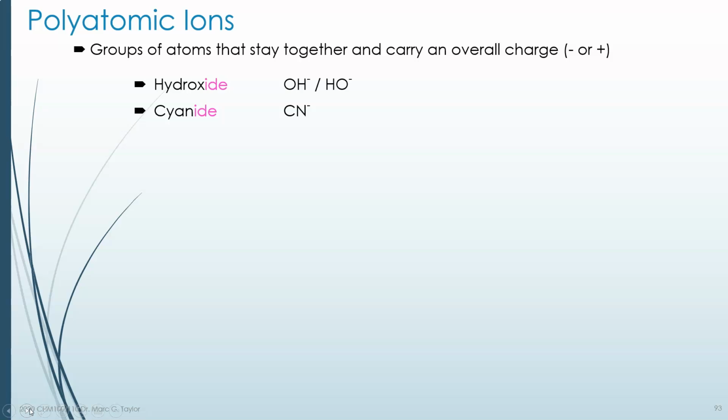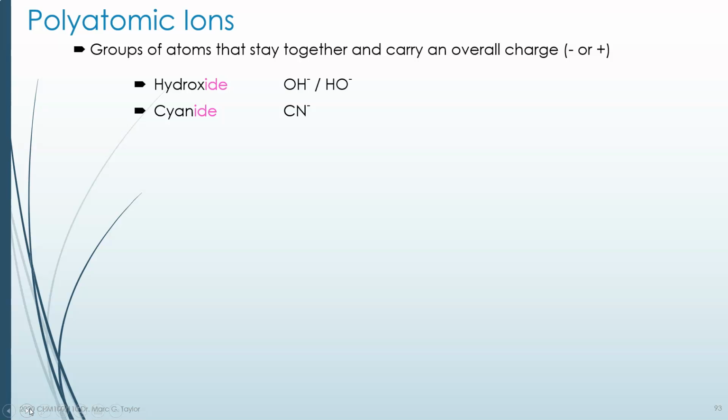The first two I'll talk about are hydroxide and cyanide. Unlike all the other polyatomic ions in this list today, which end in ite, I-T-E, or ate, A-T-E, these two are the oddballs. So hydroxide is OH with a negative charge. This is an oxygen bound to hydrogen with a negative charge overall.